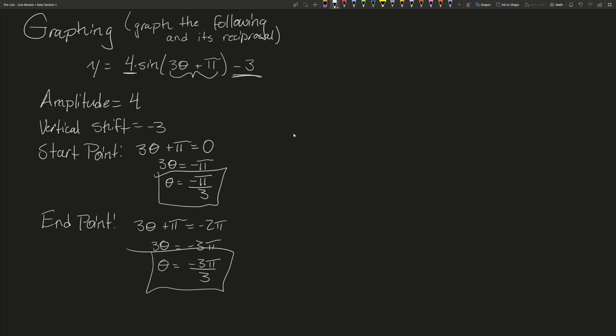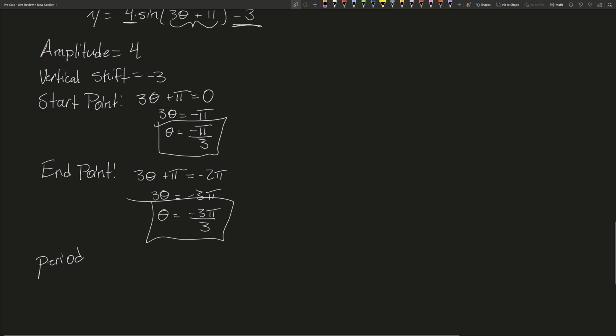If I were you, I would not simplify either of these. That makes it easier to do the different points on the graph and the period, which we have to get next. All right, so next, period. I think the easiest way to do this is to take the difference between the endpoint and start point. So we do -3 pi over 3 minus pi over 3.